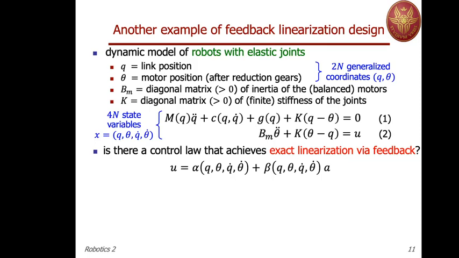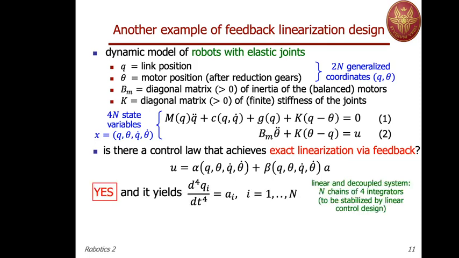So in our case, this nonlinear feedback would be some nonlinear function of the state, let's call it alpha, plus another nonlinear function of the whole state, or depending on a subset of the state, times the new input A. So the question: is there a feedback? There are indeed necessary and sufficient conditions to check, which involve Lie brackets of vector fields from the state space equation, but there's a simple way to find a constructive answer to this question, and the answer, first of all, is yes.